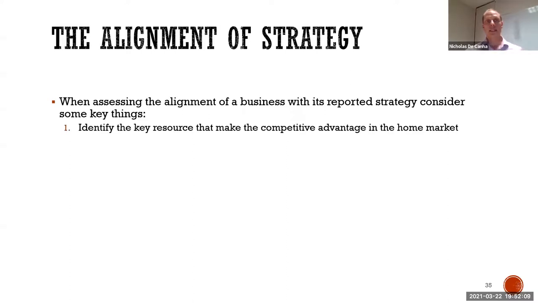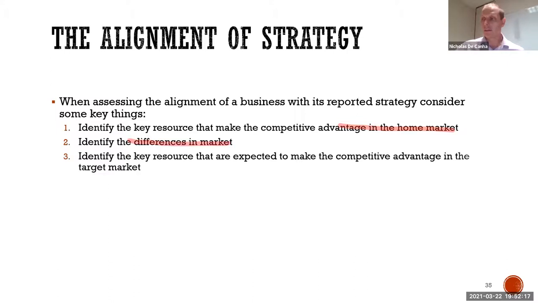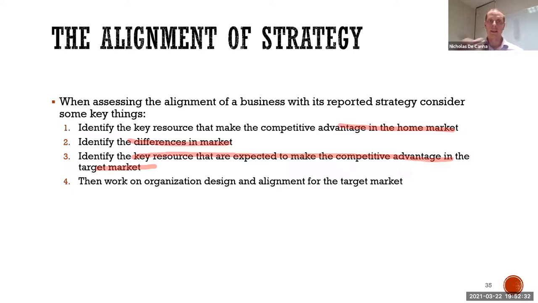Okay, so identify the key resource that makes the competitive advantage in the home market. Then what are the differences in the market? And then what are the key resources that are expected to make the competitive advantage in the target market? So what do I have? What's the difference? And what am I going to need to adjust to compete? And then you work on organizational design and alignment.